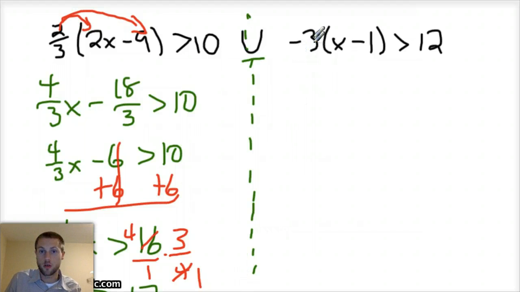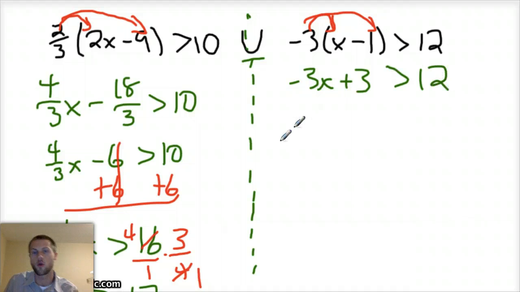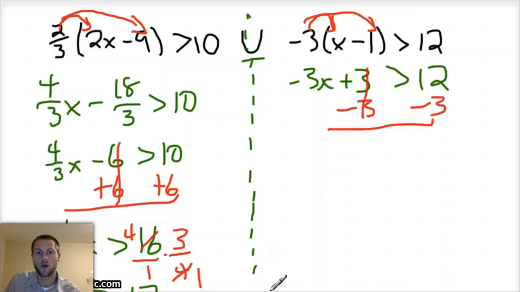Same type of deal. We're going to use rules of algebra to get x by itself. I'm going to distribute that -3 first. So let's do that. And we're going to get a -3x. And now watch your signs here. A -3 times a -1 is going to give me a +3, which is greater than 12. Next step, I'm going to subtract 3 from both sides. This goes away. I'm going to come out with -3x is greater than 9.